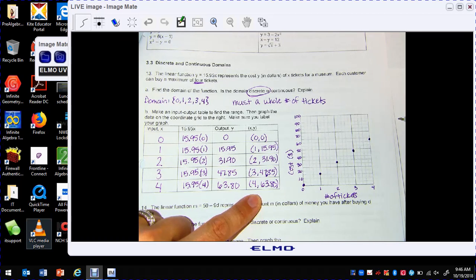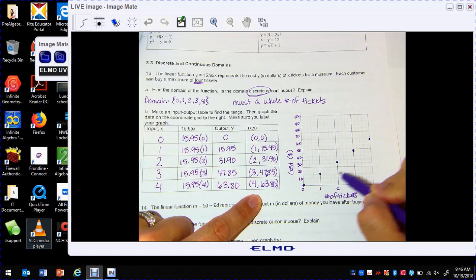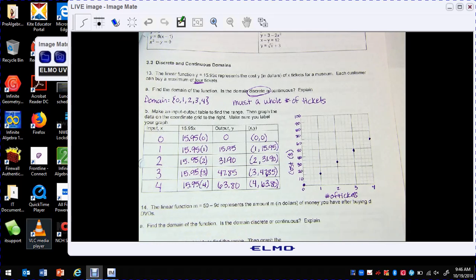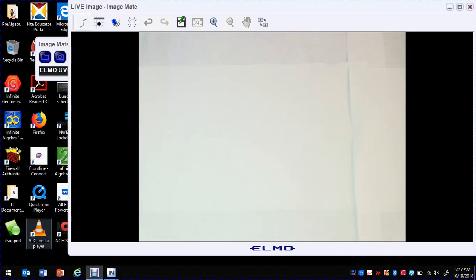At 4 tickets, it's going to be $63.80, okay? And I do not connect those and make a line because it's not continuous. I do not buy half a ticket. Only these points work. Okay? So now turn to number 15.